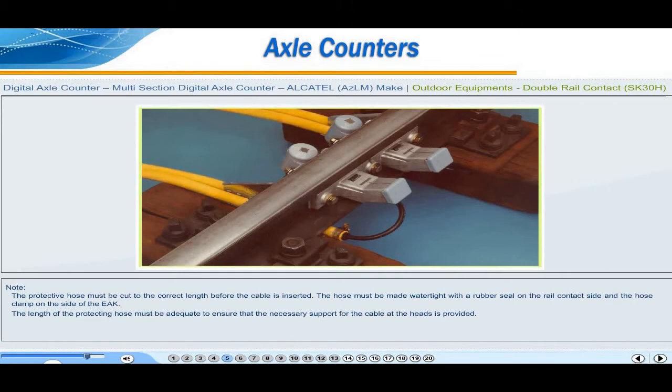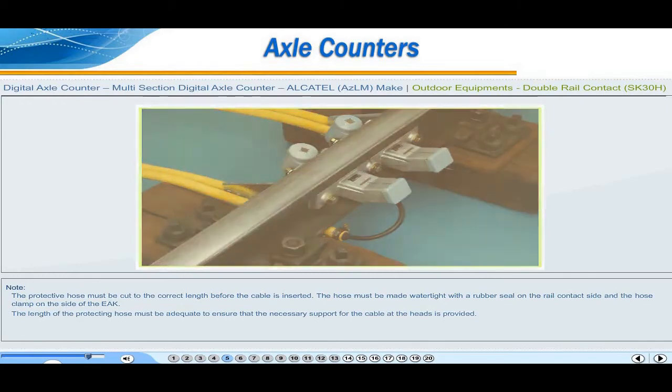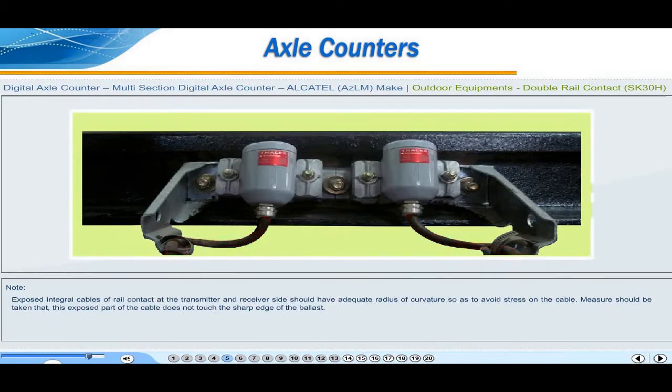The length of the protecting hose must be adequate to ensure that the necessary support for the cable at the heads is provided. Exposed integral cables of rail contact at the transmitter and receiver side should have adequate radius of curvature so as to avoid stress on the cable. Measure should be taken that this exposed part of the cable does not touch the sharp edge of the ballast.